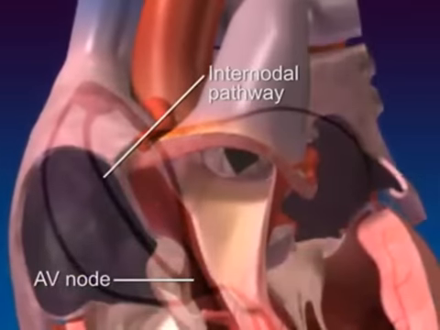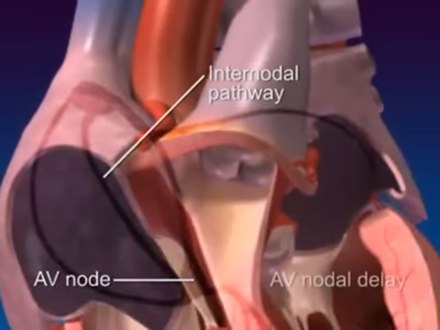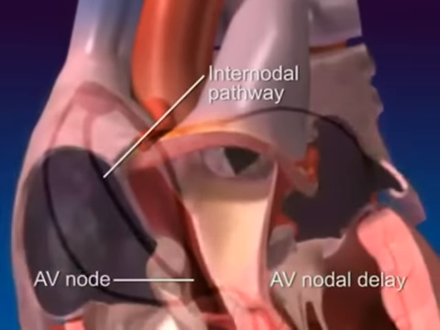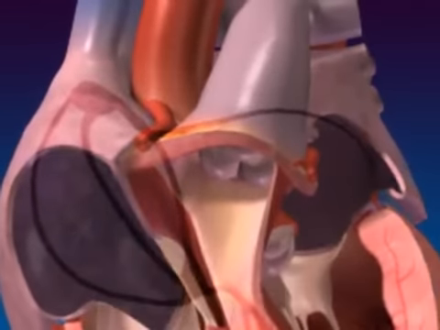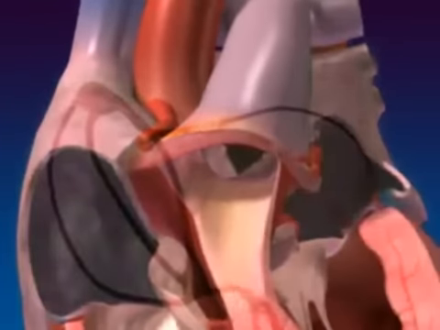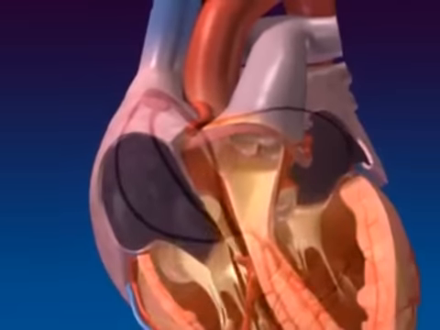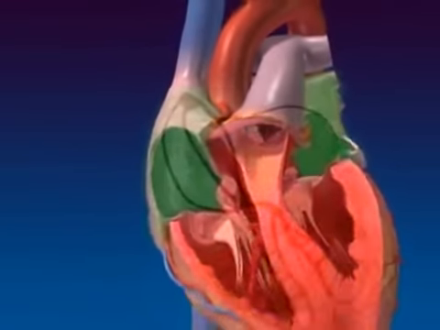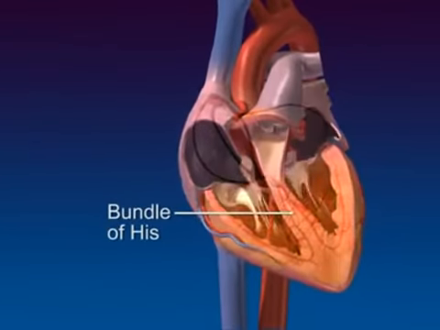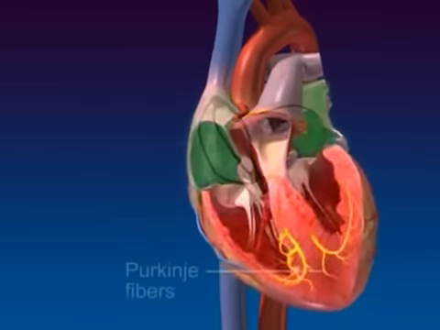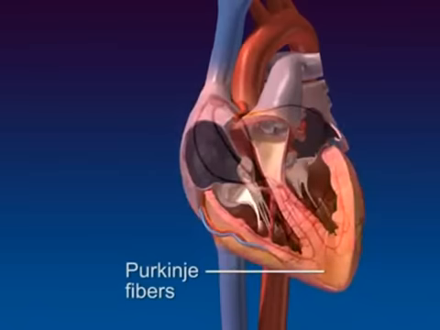The AV node is the only point of electrical contact between the atria and ventricles. Here, the impulses briefly slow, allowing the atria to contract and empty their contents into the ventricle before ventricular depolarization and contraction occur. The impulse travels quickly through the bundle of His within the interventricular septum. The bundle branches into smaller Purkinje fibers that radiate throughout the ventricular myocardium.